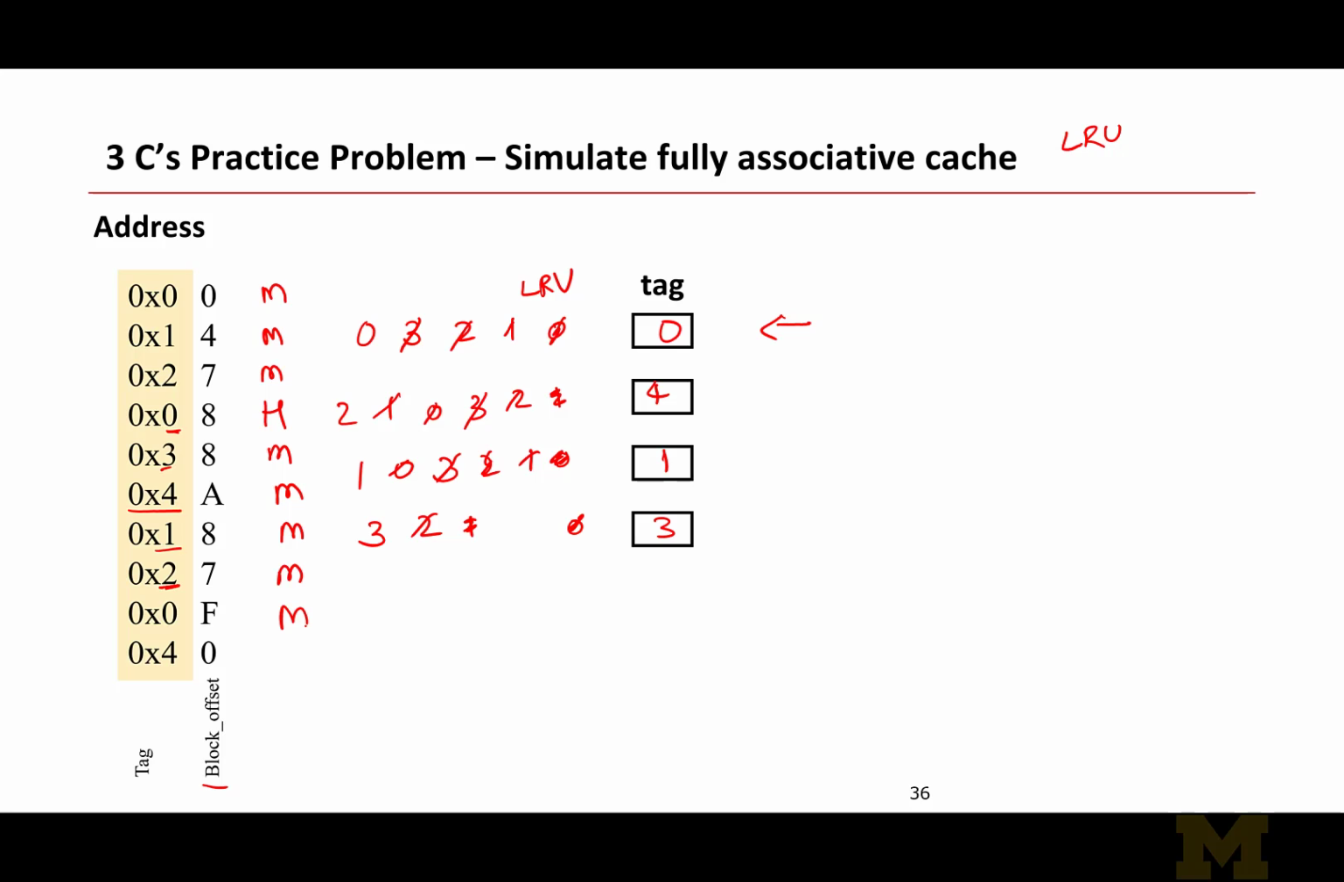And then finally I have access to 4. So in this case I would access the tag and then compare it, and then I will see that it is actually a hit. Okay, so now we finished simulating a fully associative cache, and you'll notice that compared to my infinite cache, I encountered a few more cache misses.